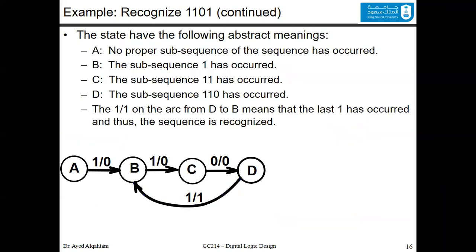Now, I write it again in the slide. The states have the following abstract meaning. A, no proper subsequence of the sequence has occurred yet. B, the subsequence 1 has occurred. C, the subsequence 1 and then followed by 1 has occurred. D, the subsequence 1 and then 1 and then 0 has occurred. And the 1/1 on the arc from the state D to B, which is this one, means that the last one has occurred, and thus the sequence is recognized and the output is logic 1.